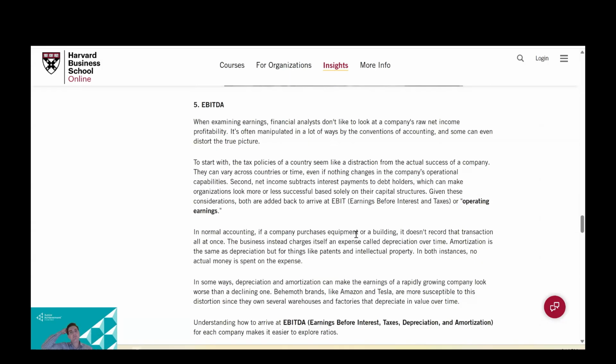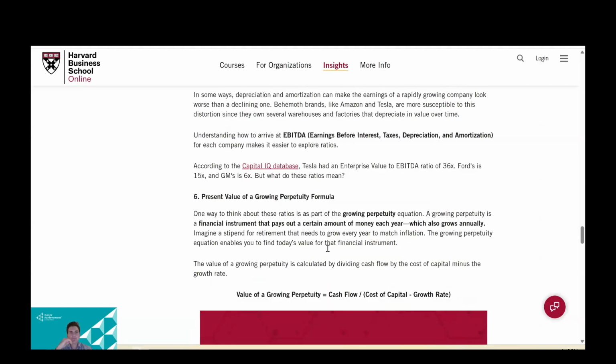So EBITDA is very important to understand the raw value, or what the company is actually making, because you don't want to include all of these other metrics. So that's kind of why we use EBITDA.